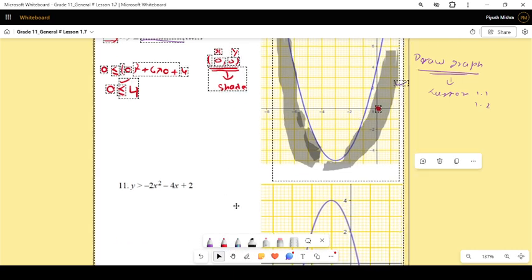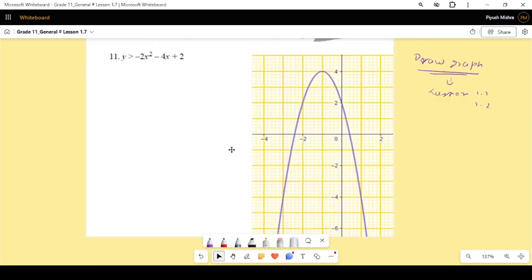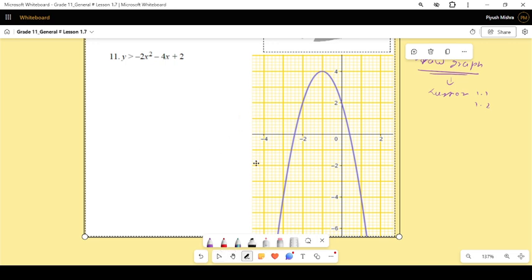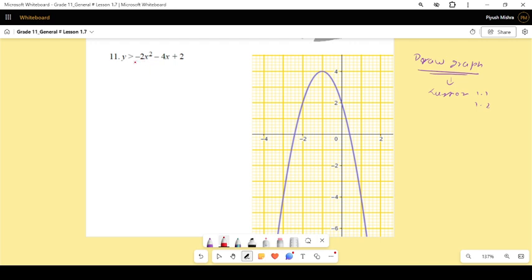Okay, next question. Question number 11 I have taken from your book. How will we do this one? Same work. I have already drawn the graph for you here. One more thing: you know that ax squared plus bx plus c equals 0 is the standard form of the quadratic equation. If a is greater than 0, the graph goes upward, and if a is less than 0, then the graph goes downward. Here you can see the value of a is negative, which is why the graph is going downward.